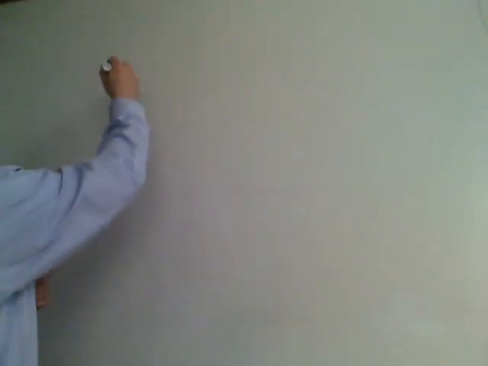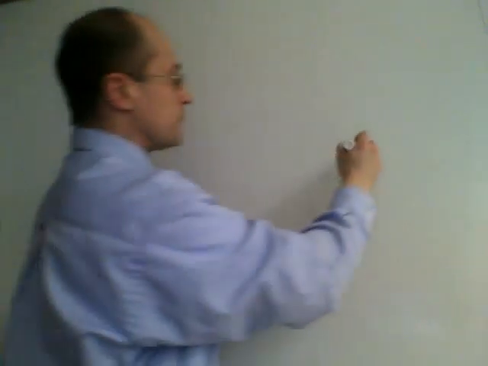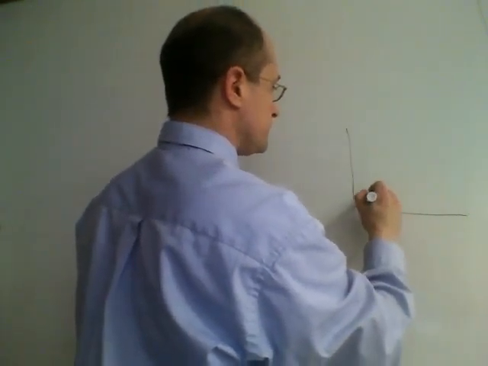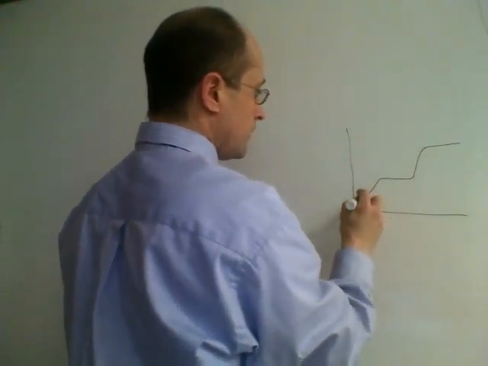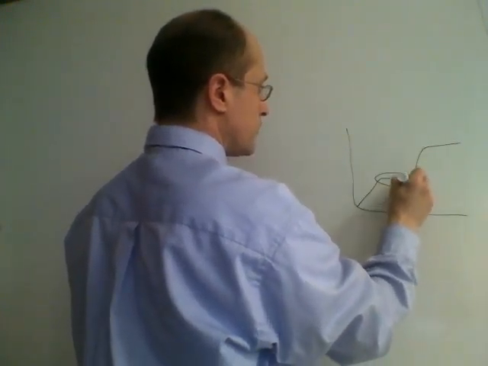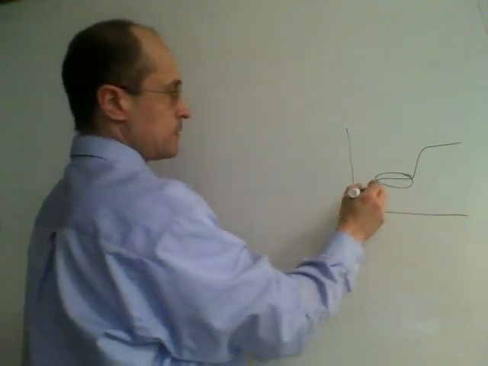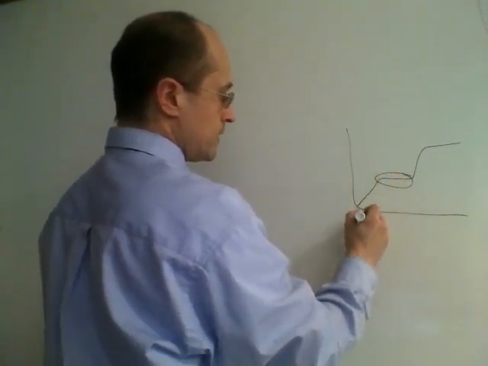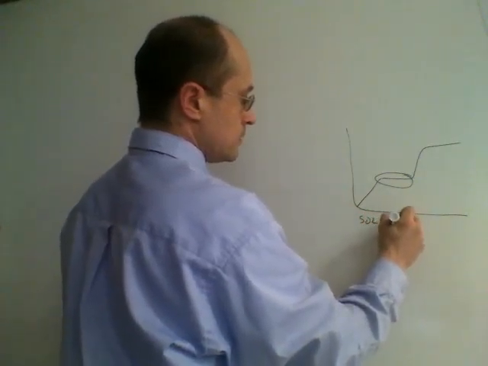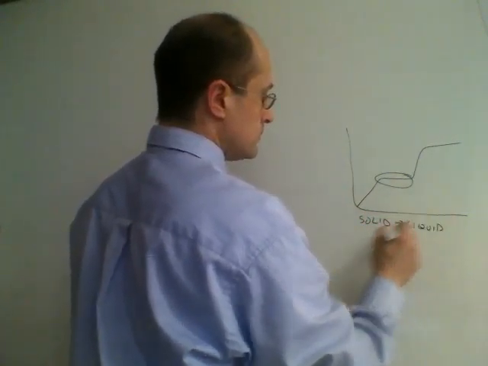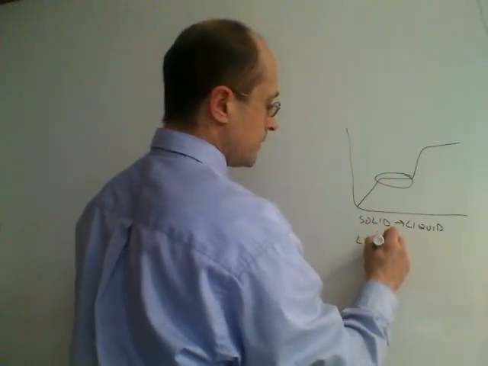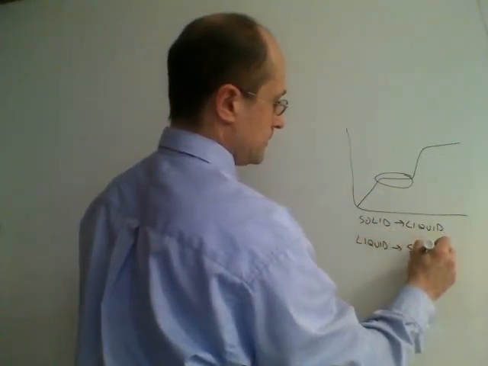Alright, what we want to do now is review phase changes and give a definition to each different type of process and talk about them for just a minute. So, when we're thinking of our phase diagrams, the first one we can go through right here is we can either turn a solid to a liquid, or we can turn a liquid back to a solid.